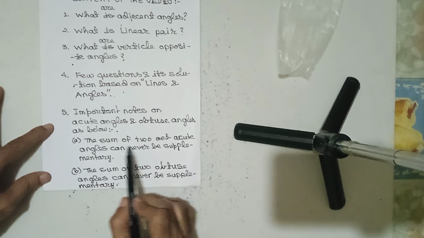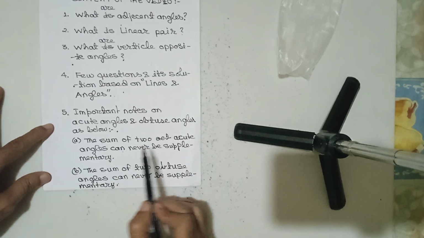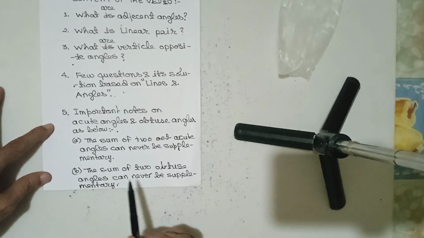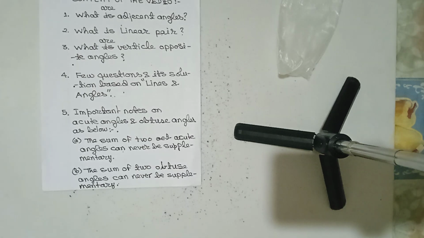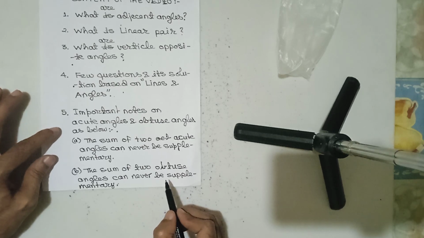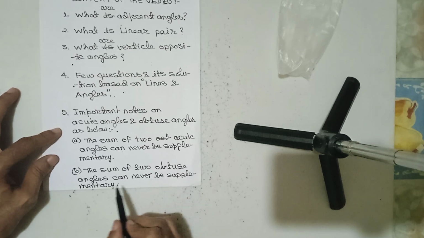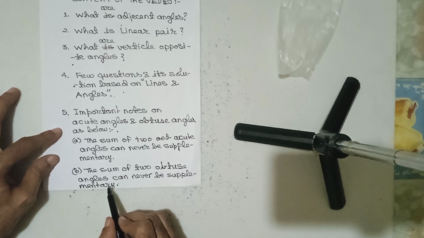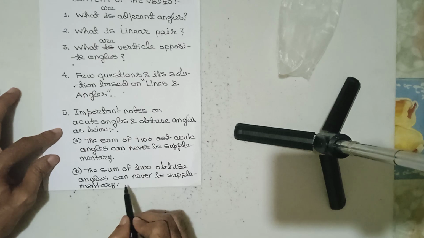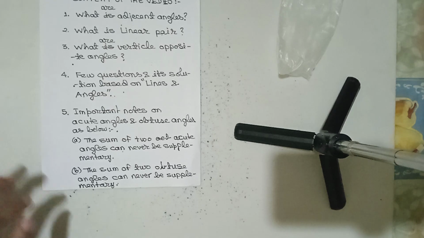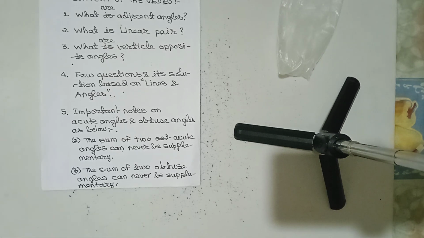Similarly, the sum of two acute angles will always be less than 180 degree. Similarly, take any two obtuse angles. Obtuse angles are angles greater than 90 degree but less than 180 degree. So when you add two obtuse angles, you will never get 180 degree. They will always be more than 180 degree. So this is a task I am giving to you. You yourself find out whether I am correct or not.